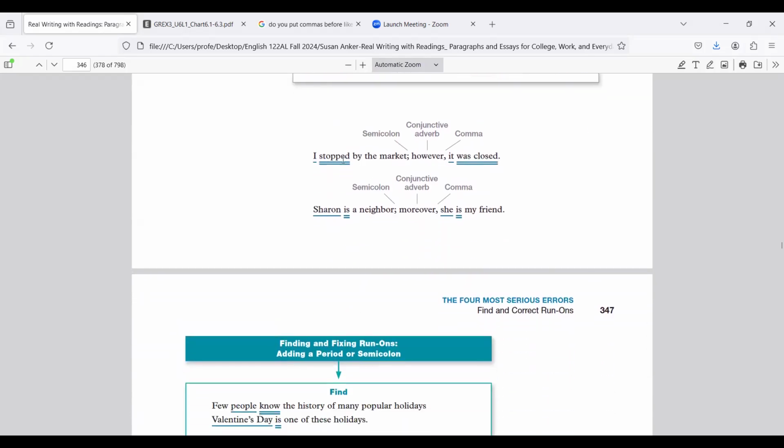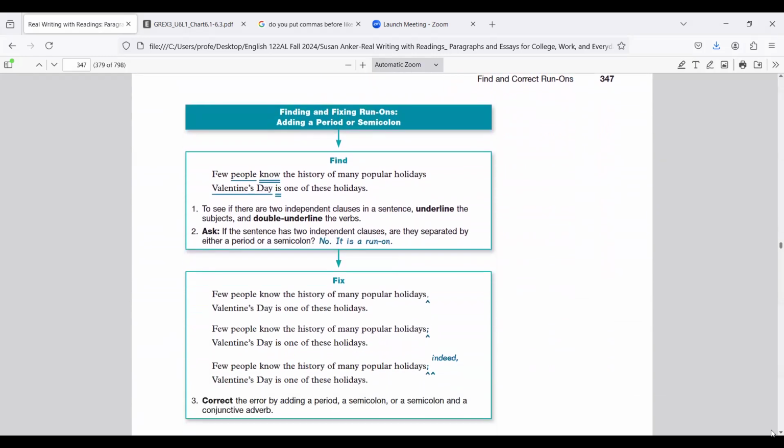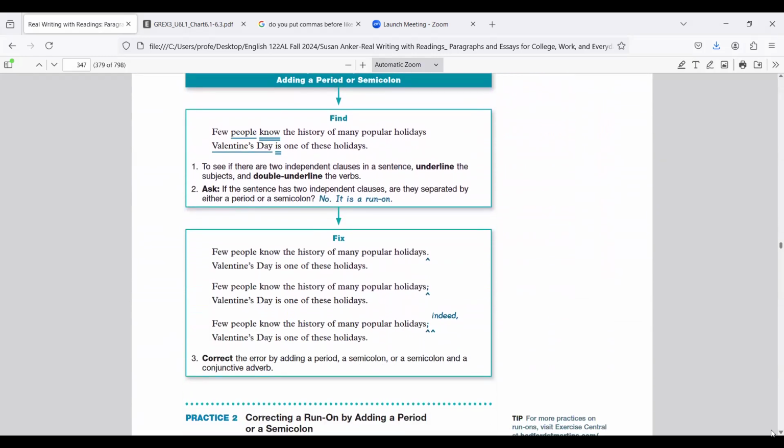Here's our example. I stopped by the market, however, it was closed. Contrast. Sharon is a neighbor. Moreover, she is my friend. Addition. Okay. So each of those do a certain thing. So look them up if you don't know them. Okay. All right.